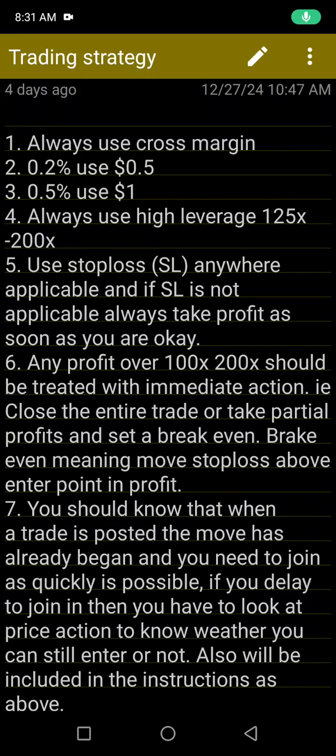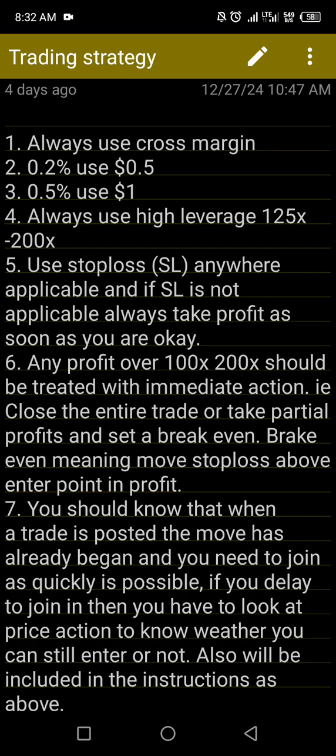So let's do a little recap. Always use cross margin. Remember, always use 0.5 anywhere I put 0.2, and use 1% anywhere I put 0.5%. Always use high leverage of 125 to 200. Use a stop loss where applicable. Any profit over 100 or 200% should be treated immediately, either by closing the trade, taking partial profit, or setting a break even.